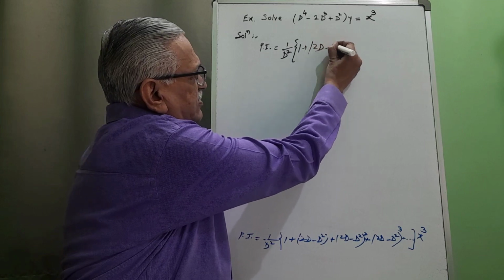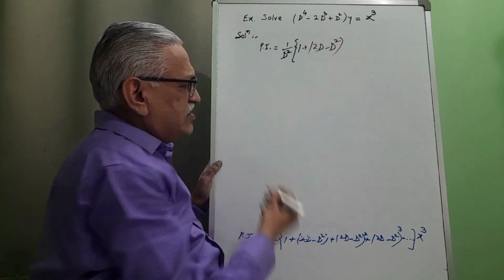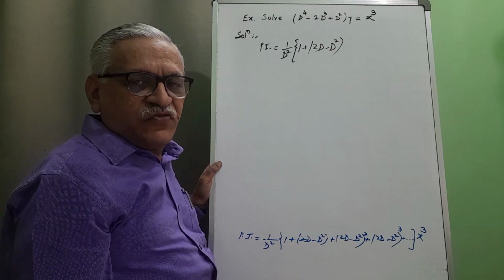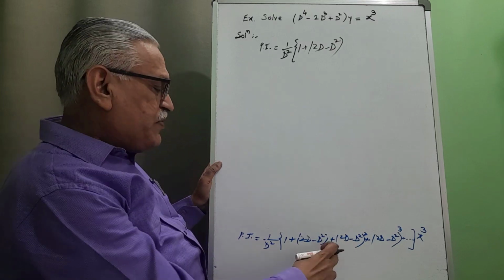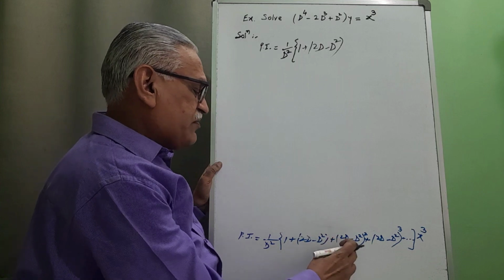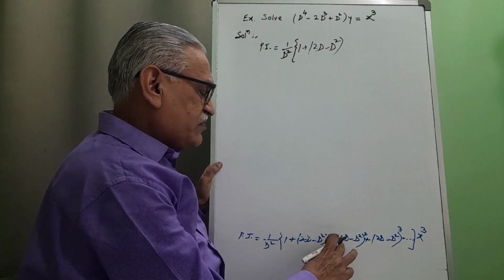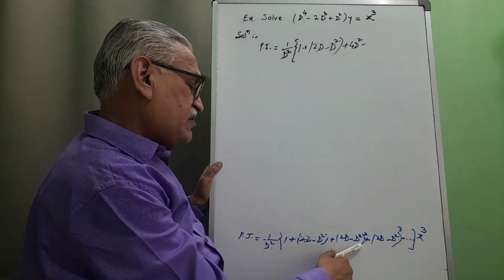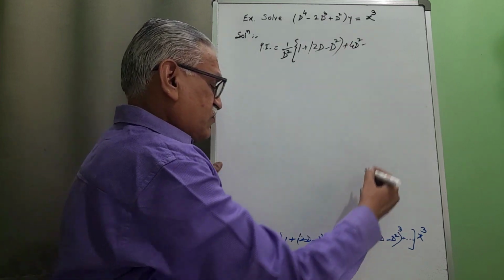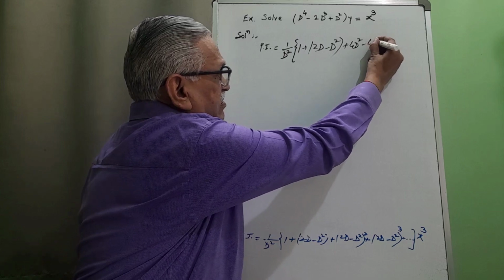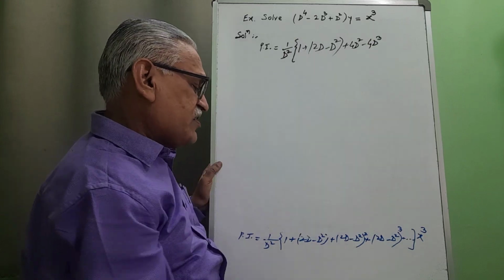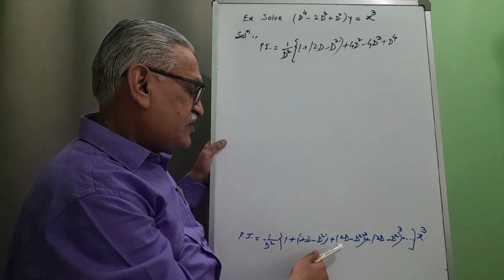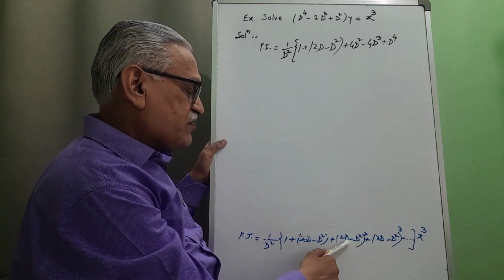2d minus d square, then it is (a minus b) whole square. Its expansion is a square minus 2ab plus b square. As per that, the square of the first term is 4d square, minus 2ab, 2 times 2 means 4d cube, and the square of the last term, therefore, d raised to 4. These are the three terms from the expansion of this term.